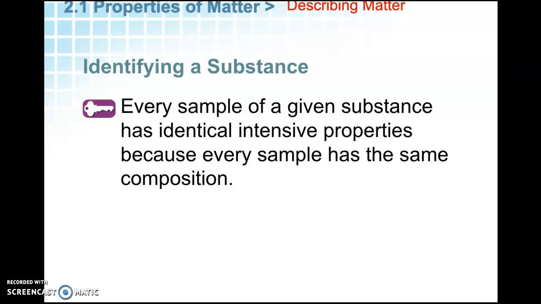All right, now here's a key point. Every sample of a given substance has identical intensive properties because every sample has the same composition. All right, so we're not talking about the amount. We're just talking about the substance itself.